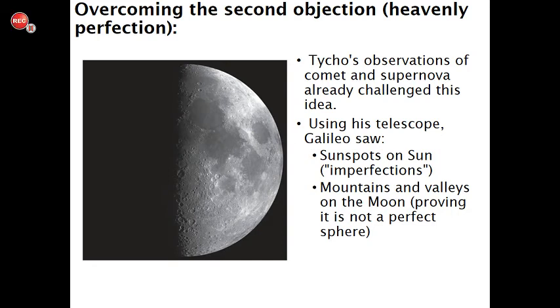And he looked at the moon and he saw that the moon was not a perfect sphere. It had craters on it. It was not an ideal object. He looked at the sun and he saw sunspots. Don't look at the sun with a telescope. He looked at the sun and he saw imperfections. He saw sunspots. That might have contributed to why he was blind as an old man.